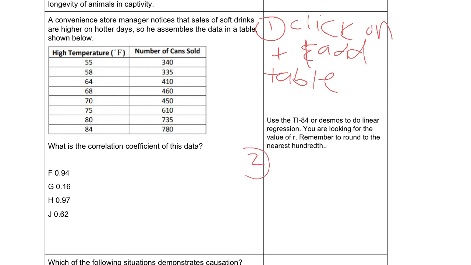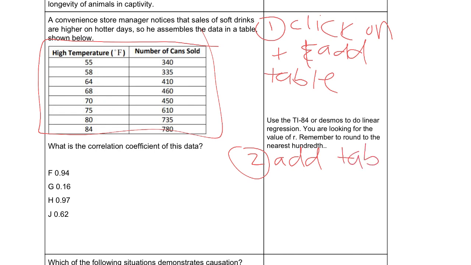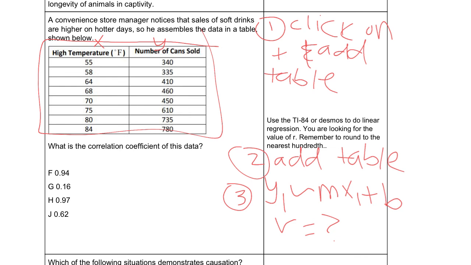The second step is going to be to add your table values. So you're going to fill in the table with what they give us. Again, this is your X and this is your Y values. And then the last step is going to be to write down your equation on the second line, on decimals. You're going to do Y1 squiggly line. Remember, the squiggly line is above your tab button on your keyboard. So Y1 MX1 plus B. And then we're looking for R. The R is what represents your correlation coefficient.